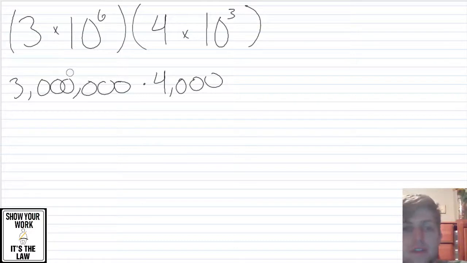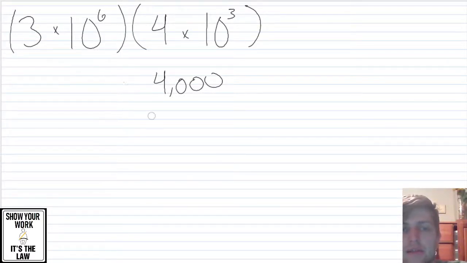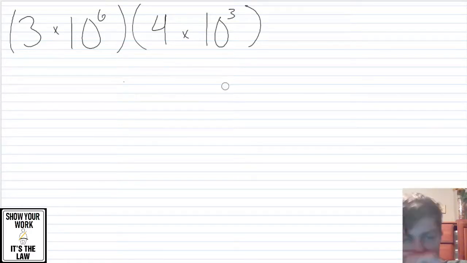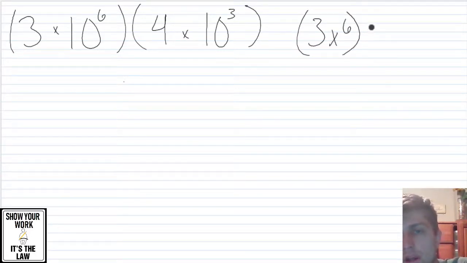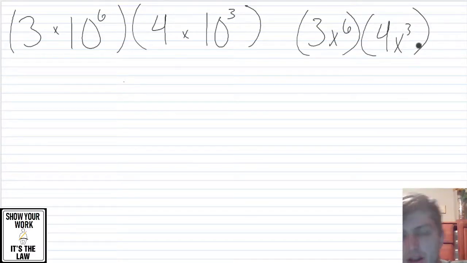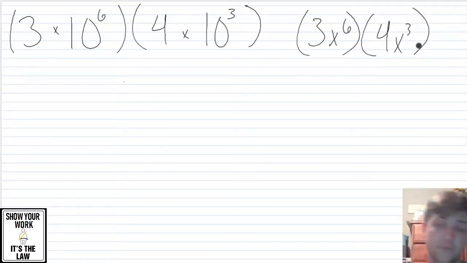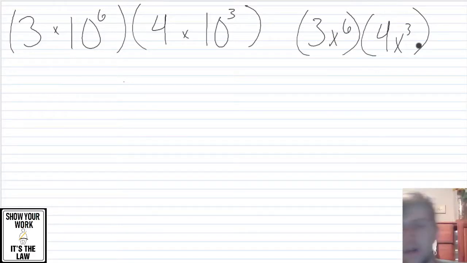Now, let's use a trick we already know. Let's say that instead of 3 times 10 to the power of 6, we have 3 times x to the power of 6. And instead of 4 times 10 to the power of 3, we have 4 times x to the power of 3. Now this is something we've worked with before, and we actually know how to multiply these together. With the coefficients, we multiply them together, and that gives us 12.